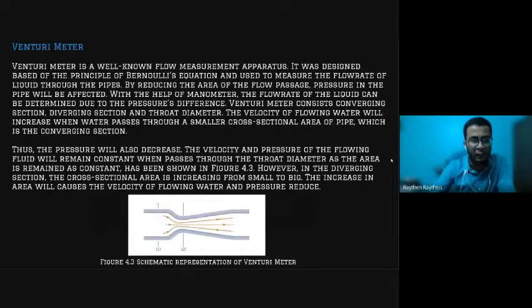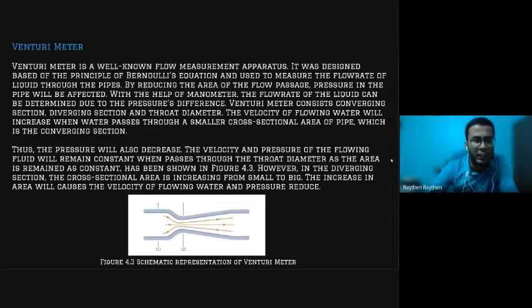Next, this is the Venturi meter. Venturi meter is a well-known flow measurement apparatus. It was designed based on the principle of Bernoulli's equation and used to measure the flow rate of liquid through the pipes. By reducing the area of the passage, pressure in the pipe will be affected. With the help of manometer, the flow rate of the liquid can be determined due to the pressure difference.